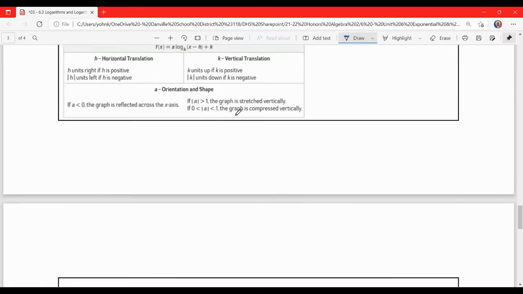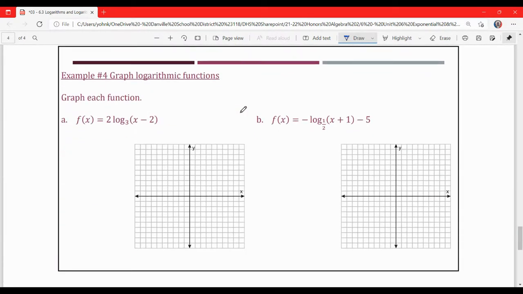So let's see how we graph them. So letter A, f of x equals 2 log base 3 of x minus 2. The first thing we want to do is figure out what values to use in my table. Now, the values that I want to use in my table are kind of weird to find, but the first one is you want to take whatever is in the parentheses and set it equal to 1.